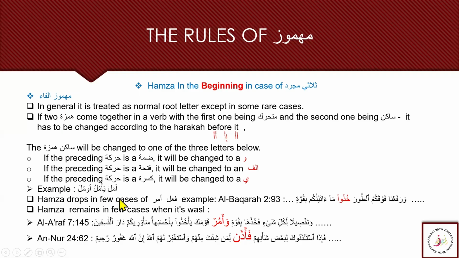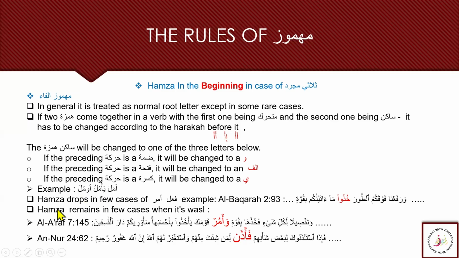Amala, example. Here, Amala Ya'mulu U'mul. Here you can see the example of the Hamza being changed into a Waw because the preceding Hamza has a Dhamma on it. You can see if the preceding haraka is a Dhamma, it will be changed into a Waw. Just like this here: Amala Ya'mulu Umul.